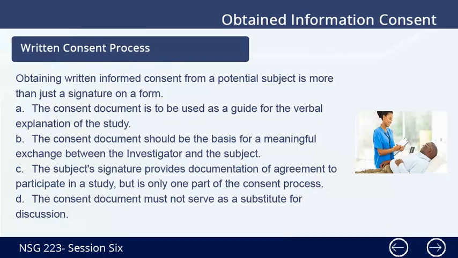Written consent process. Obtaining written informed consent from a potential subject is more than just a signature on a form. A. The consent document is to be used as a guide for the verbal explanation of the study. B. The consent document should be the basis for a meaningful exchange between the investigator and the subject. C. The subject's signature provides documentation of agreement to participate in a study, but is only one part of the consent process. D. The consent document must not serve as a substitute for discussion.